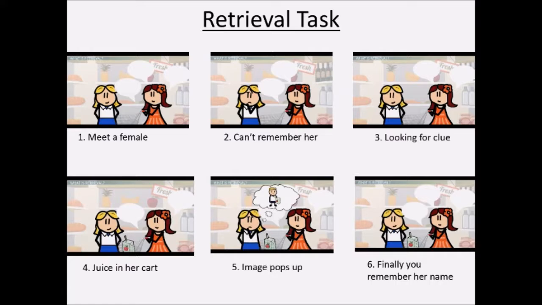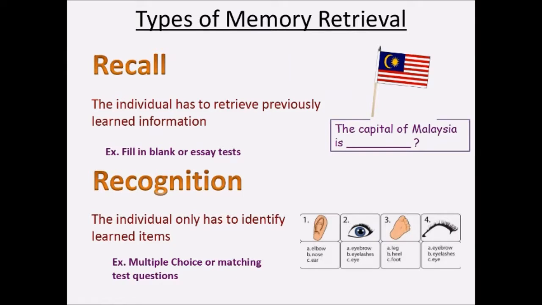Imagine you were shopping in a grocery store when you run into a female acquaintance. Although you realize that you know her, you cannot remember her name or where you knew her from. You start to look around hoping for some clue as to her identity. You look into her cart and see a pack of juice. An image pops up in your head of your brother drinking one of those juices at his last soccer practice. Then you suddenly remember that the person talking to you is named Amy, and her brother plays on the same soccer team as yours. There are two types of memory retrieval.